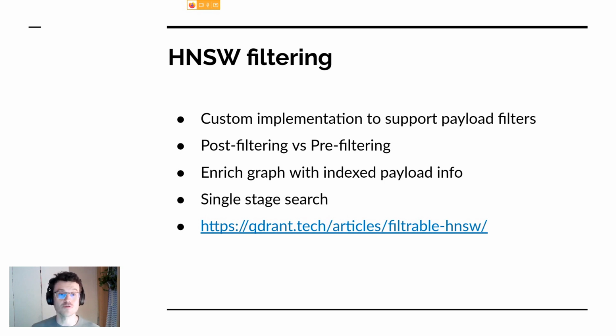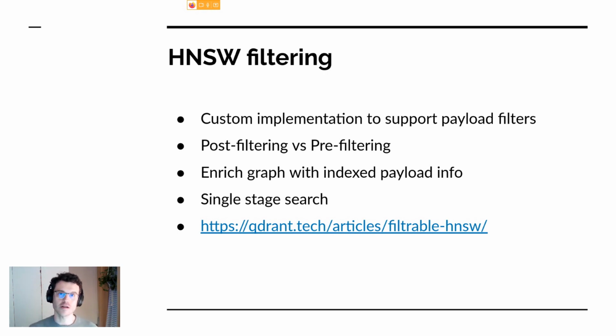The other approach is to do pre-filtering. First, you go through some kind of index to find all the points that are matching a specific filter. Once you have this result set, you check which are the ones that are the closest to your input query. In that case, you do not even use your HNSW index, which is a bit suboptimal. Those two approaches were not good enough for us.